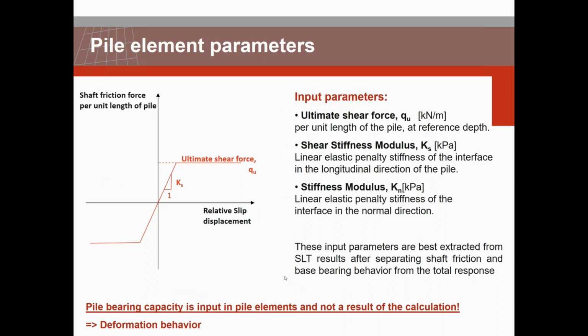In terms of input parameters, these interfaces, pile-soil interface, are characterized by a few parameters: the ultimate shear force, which is your limit, the shear stiffness modulus Ks, which is basically the slope of your graph here, and the normal stiffness of the interface in the normal direction. The pile bearing capacity is an input. This is important in pile elements. It's not a result, it's an input, so you have to specify it.